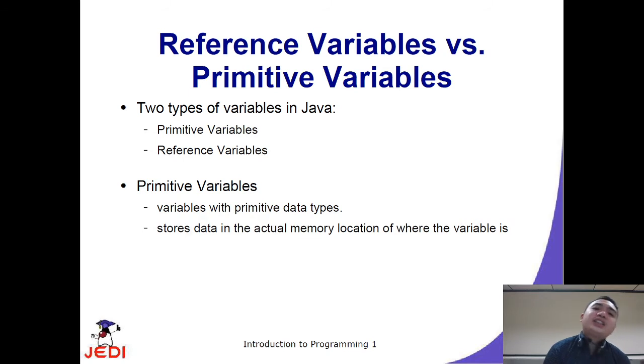So we have discussed primitive variables, and we will also discuss reference variables. Primitive variables, we have discussed this. This variable stores data in the actual memory location. So primitive variables use primitive data types. It stores data in the actual memory location of where the variable is.